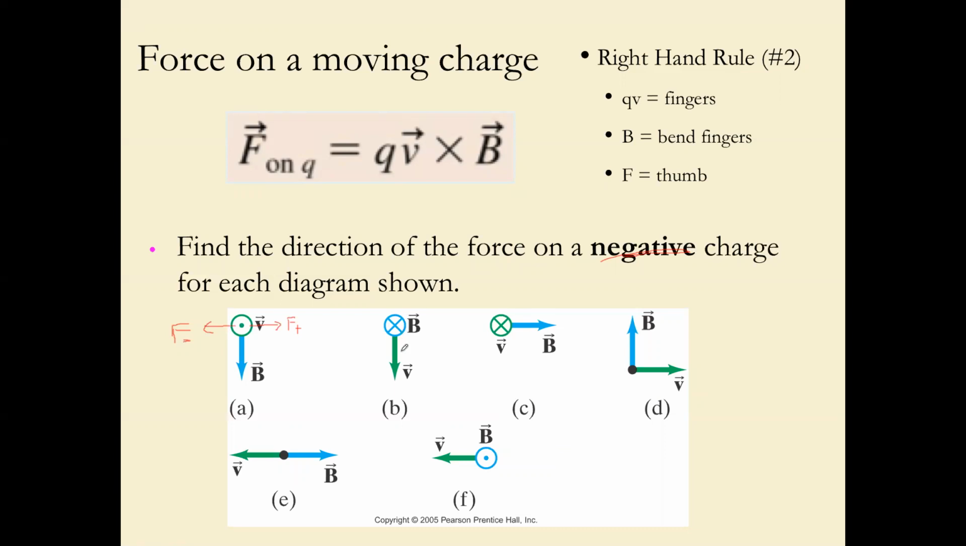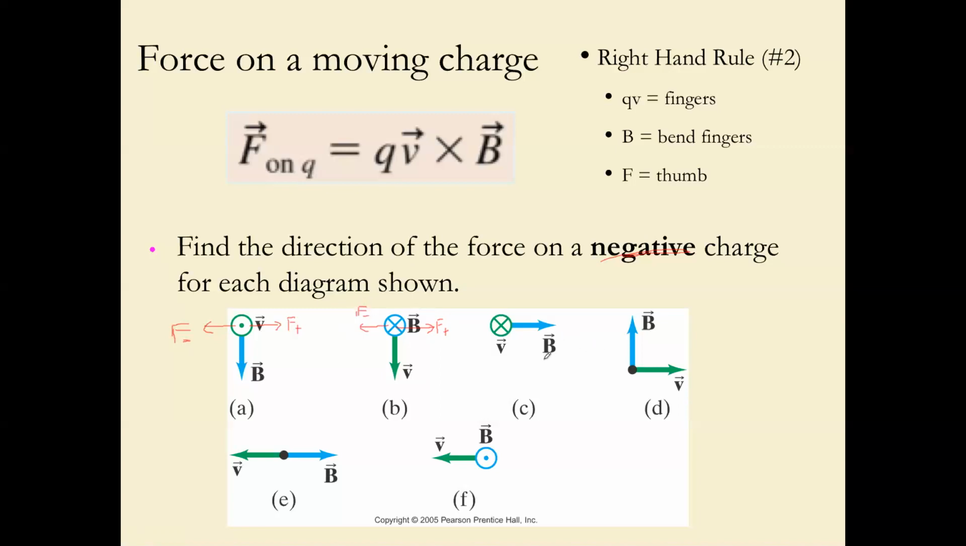For the second one, velocity is pointing downward, so put your fingers in the direction of velocity, and the magnetic field is into the page. So bend your forefingers into the page, and you will see that the force for a positive charge will be to the right, F positive. So for a negative charge, it will be to the left.